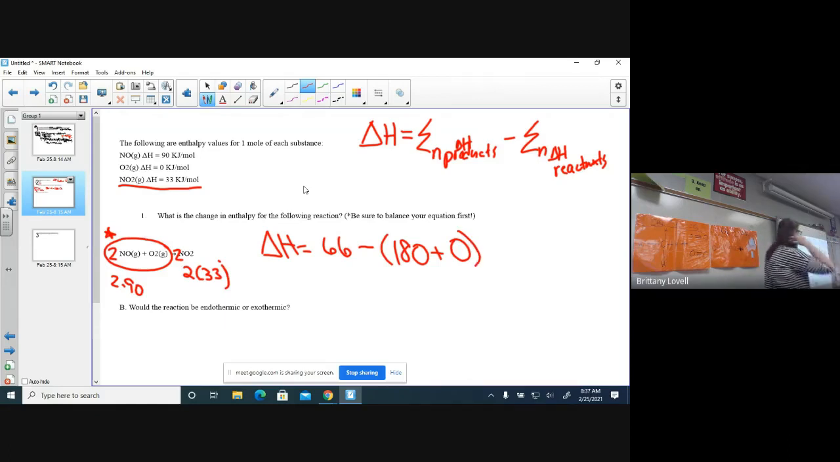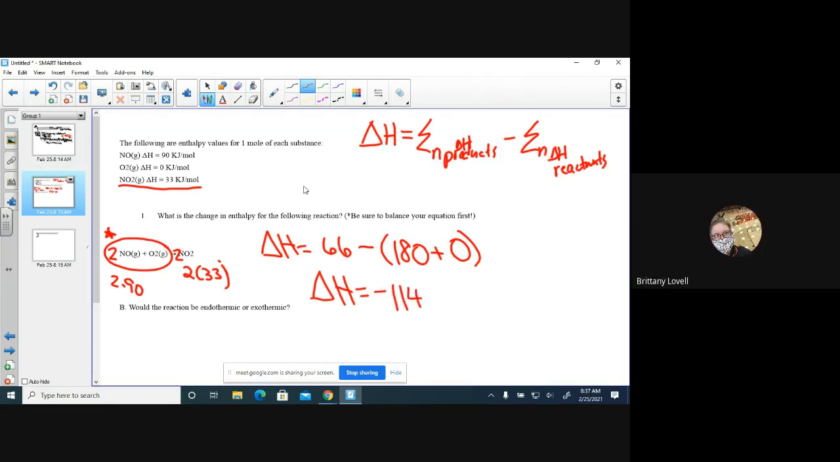And so now at this point, you just solve it, right? If you plug into your calculator 66 minus 180, the change in the heat of the reaction, or the change in enthalpy, would be what? Negative what? 114. Negative 114 kilojoules. Okay. All right. Yeah, sure. Negative 114 kilojoules.